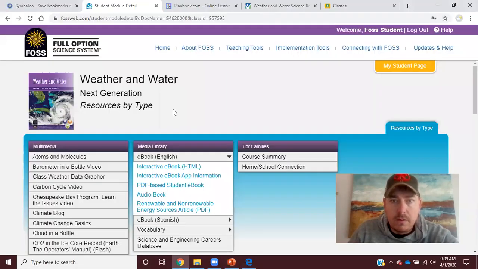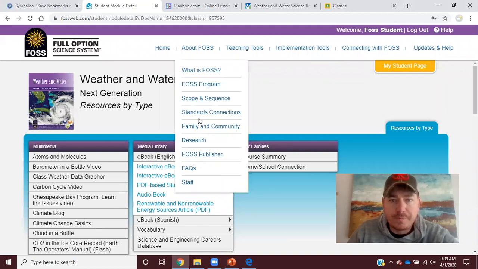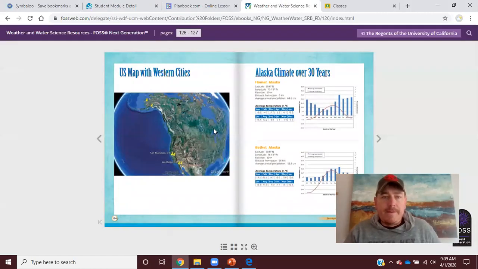Okay, let's go to the resource book online, which you log into FlossWeb. Username, password still the same. If you didn't remember that, go to the YouTube video from last week and check that out. So we are looking at page 126 and 127.